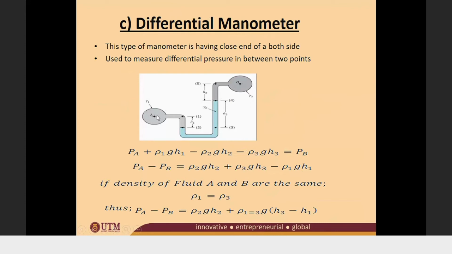PA plus, go up, minus, and go up again, minus, and then PB. And you solve for PA minus PB. So this is the differential pressure. Let's say the density of A and B are the same, so rho 1 equals rho 3, and then you solve for PA minus PB.